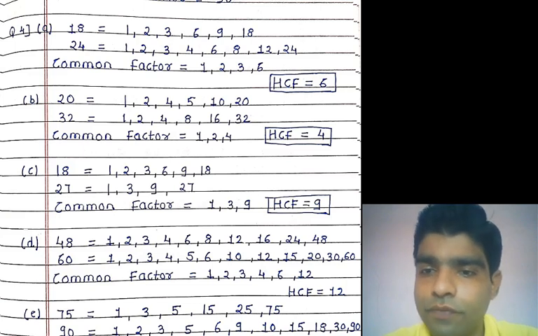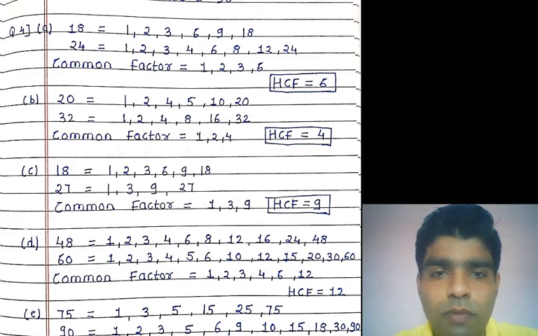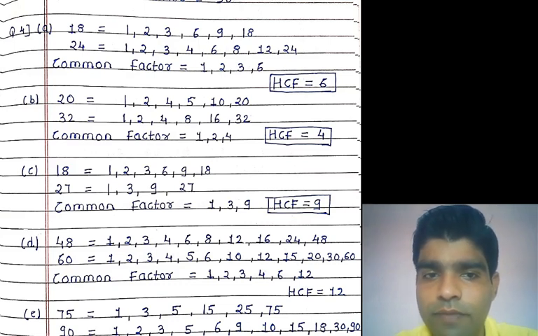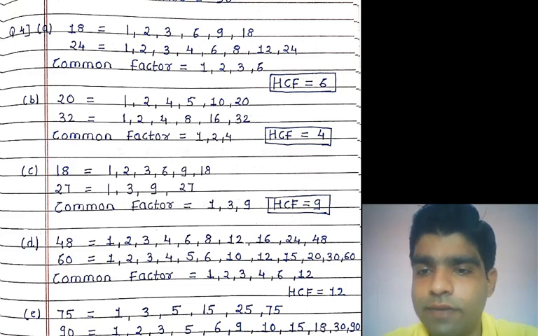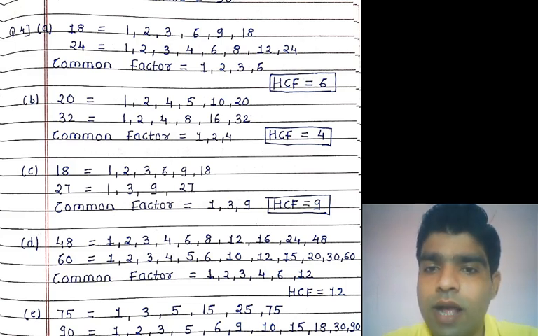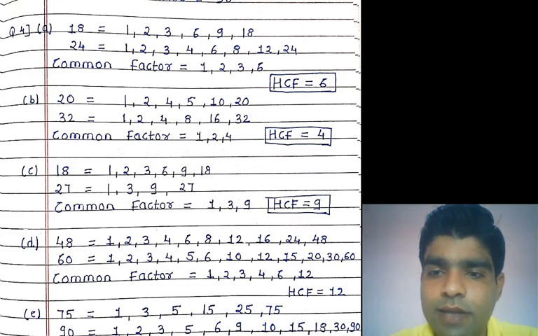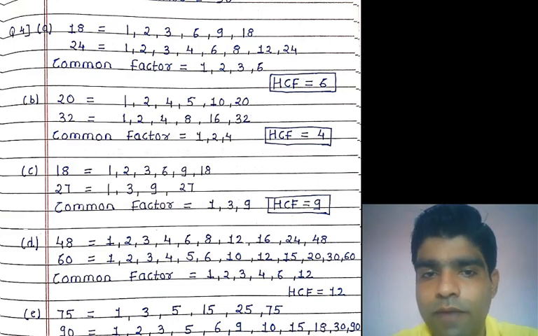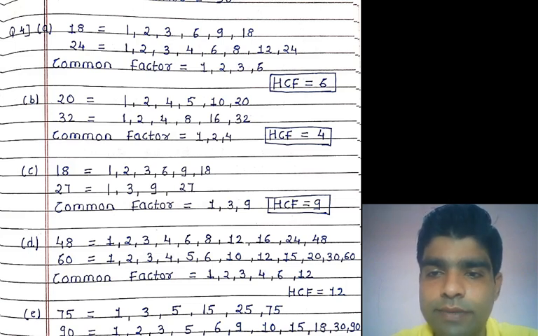Next step, we have to find the common factors of the pair of numbers, 18 and 27. The common factors are what? Here 1, 3 and 9 are the common factors of 18 and 27. And the next step is to find the highest common factor. The highest common factor of 18 and 27, your answer is what? Definitely 9. Here 9 is the highest common factor of 18 and 27.